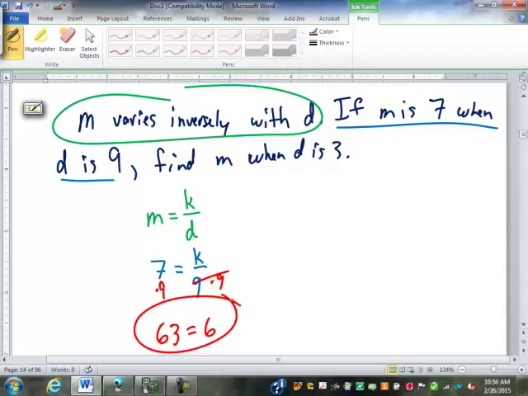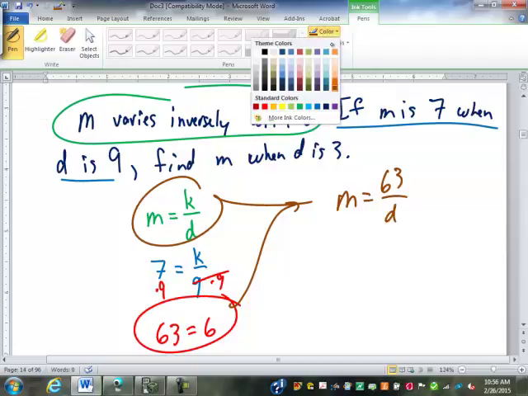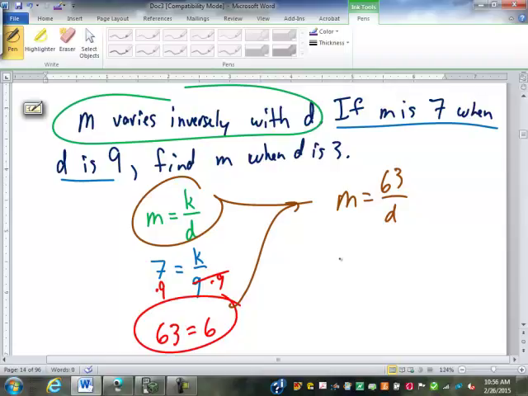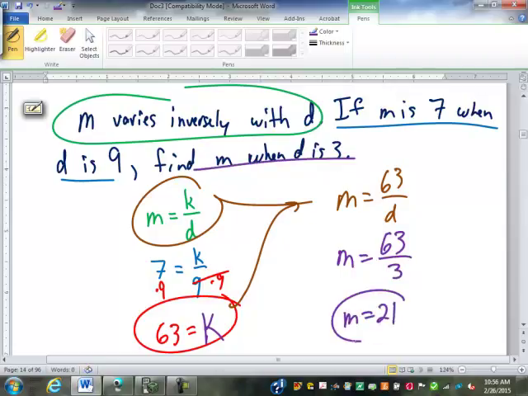So that tells us M is equal to 63 divided by D. And then we put in 3 for D, because we need to find M when D is 3. M is 21.